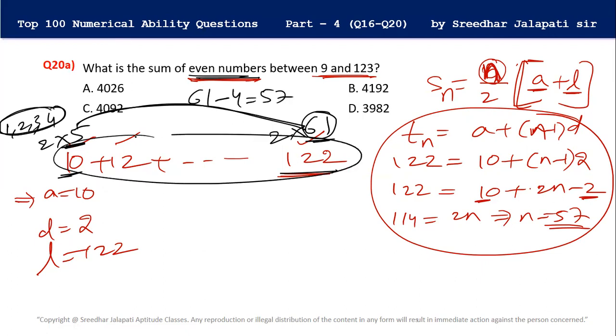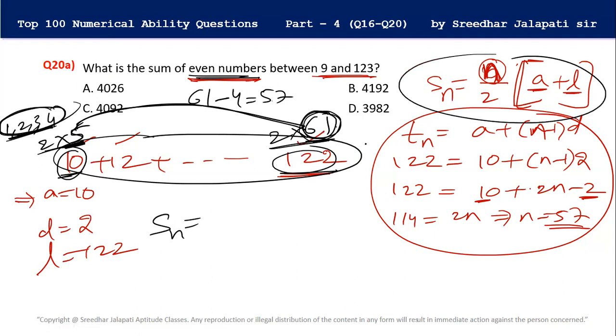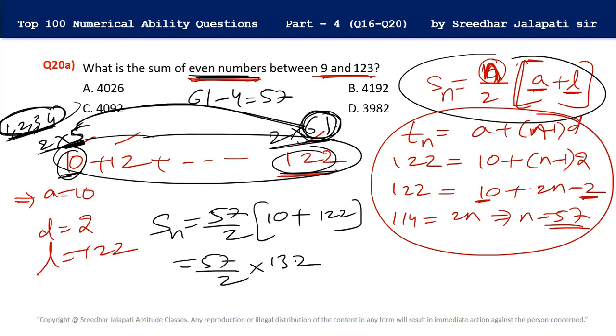These are 57 terms. I repeat, 10 is 2 into 5 and 122 is 2 into 61. Actually there would be a total of 61 terms, but it has started with 5, so the first 4 are not considered. So the total is 61 minus 4, 57 terms. Therefore, the sum of n terms is n by 2, we have already written the formula, n is 57 by 2 into (A, the starting term 10, plus L, the last term 122). If I simplify, this is 57 by 2 into 132.